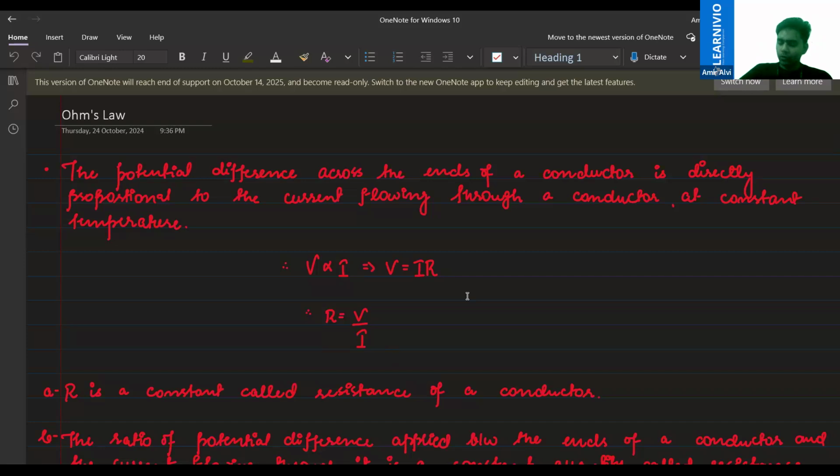As you know, we have studied the potential difference and the current, right? Ohm's law is the law which gives the relationship between the current and the potential difference. This will help us determine what specific relationship there is between the current and the potential difference.